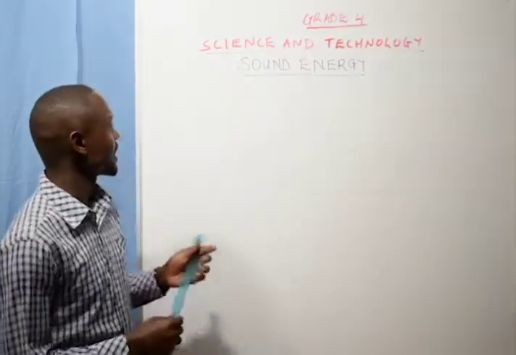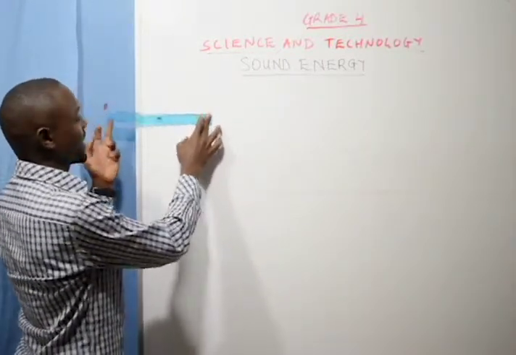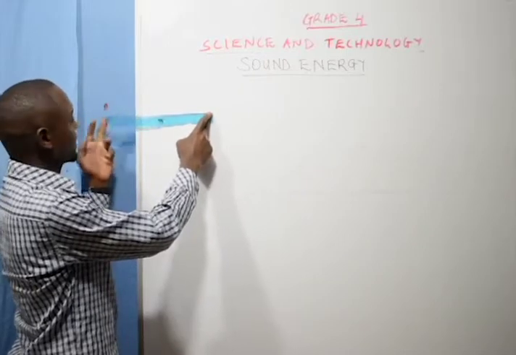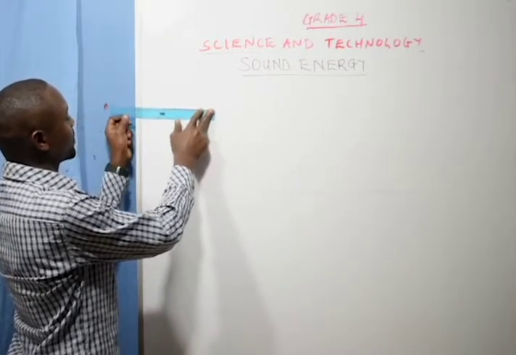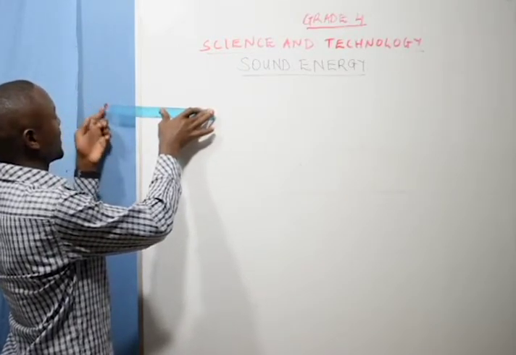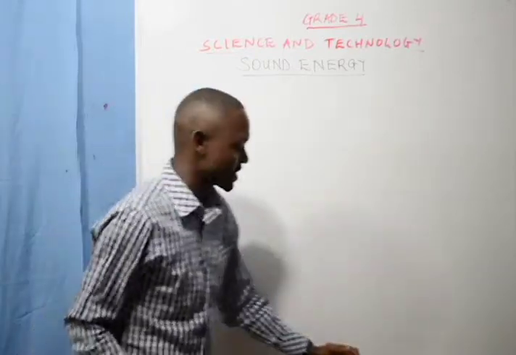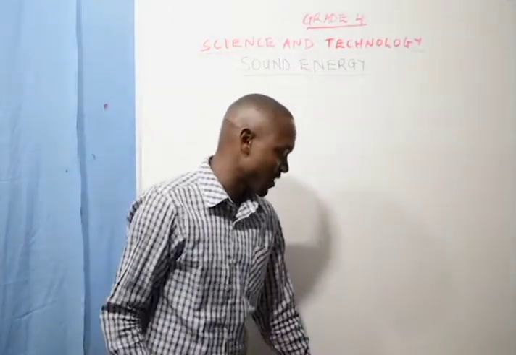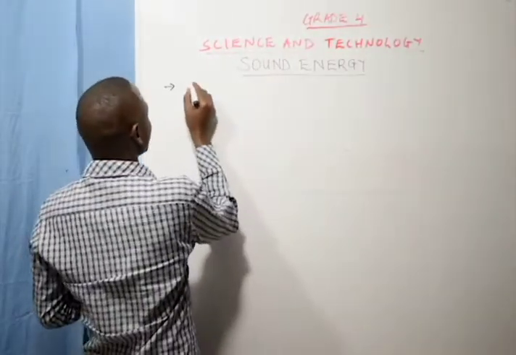Sound is a form of energy that is produced when things vibrate. For example, this is a ruler. I place it here. Then I just pluck the ruler. So you can see it is producing sound. It is because it is vibrating. You can hear the vibration. The vibration of this ruler is producing sound. So we see that sound is a form of energy which is produced when objects vibrate.